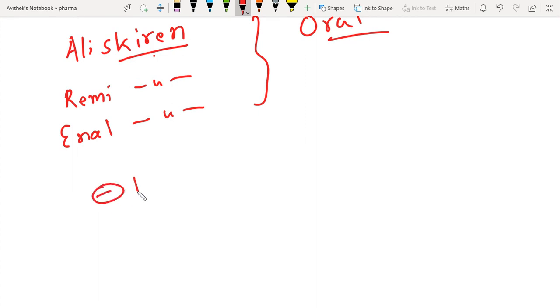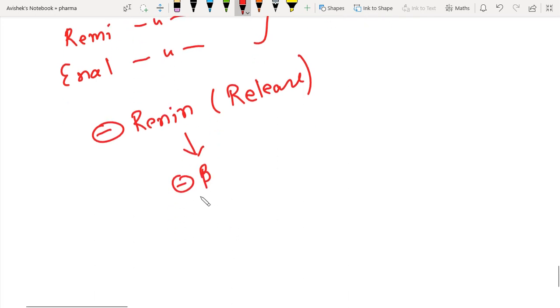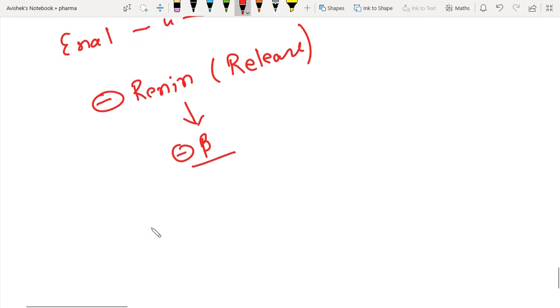So blocking renin release can also be done by beta blockers. They actually correlate. If beta is blocked, renin release will not occur. If you do not release more renin, it will be inhibited.